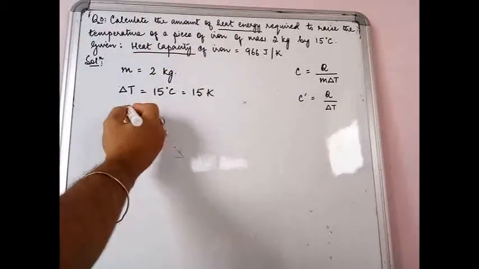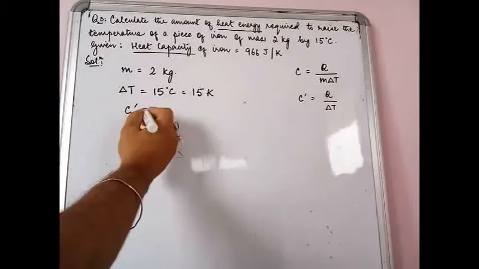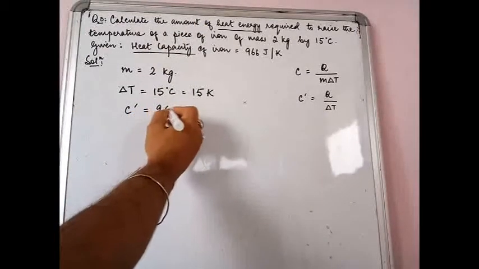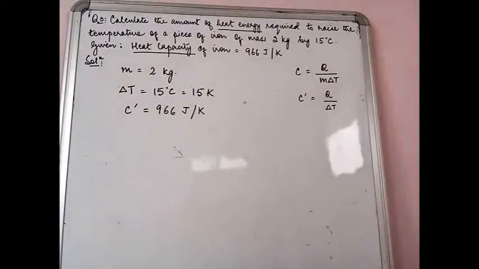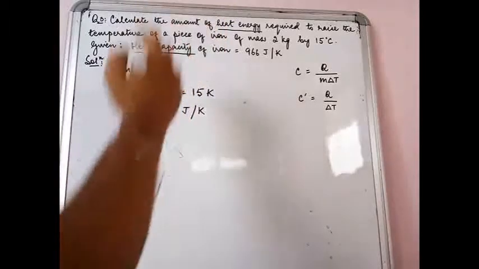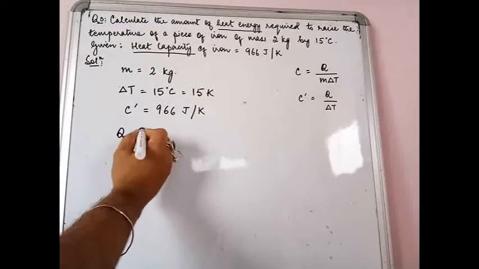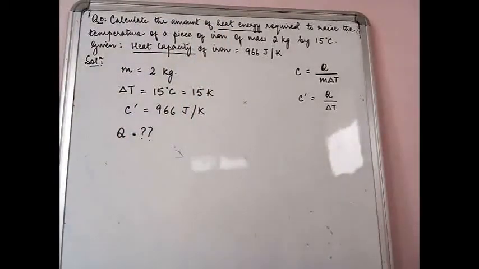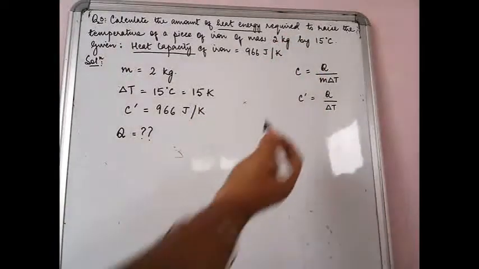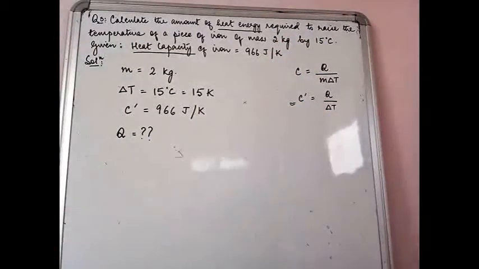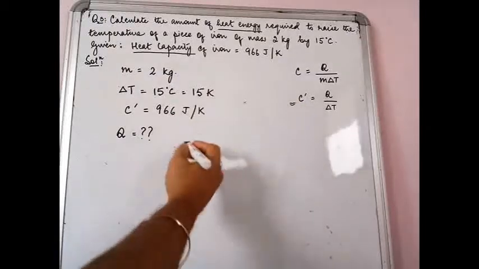So M is given, delta T is given, what else is given? Heat capacity of iron. So we have the value of C dash given as 966 joule per Kelvin. All these now are in SI units. So what is being asked? Calculate the amount of heat energy. So Q is being asked. Which formula? In fact, you can use both the formulae, but it will be easier for us to use the second formula.